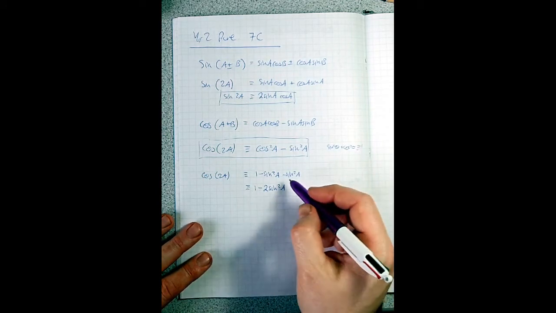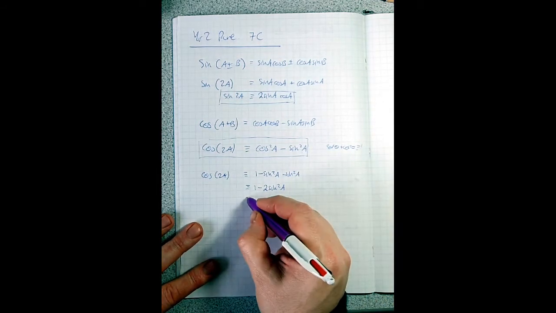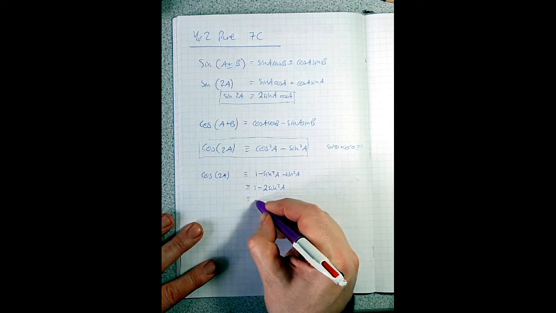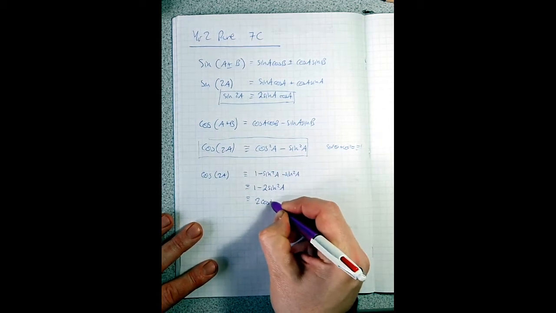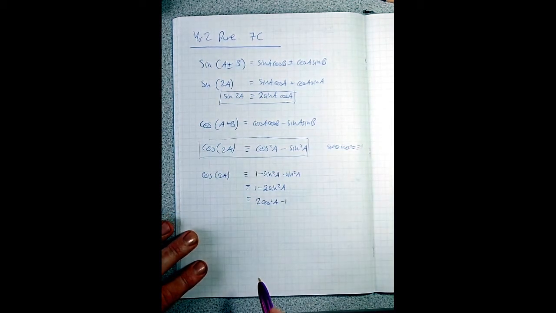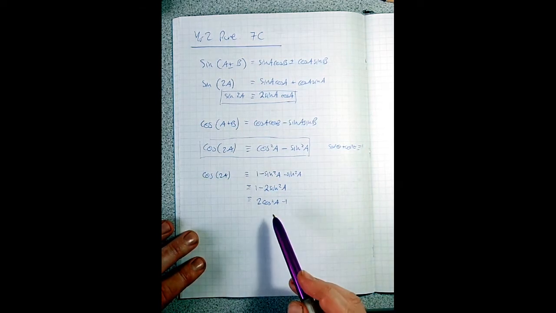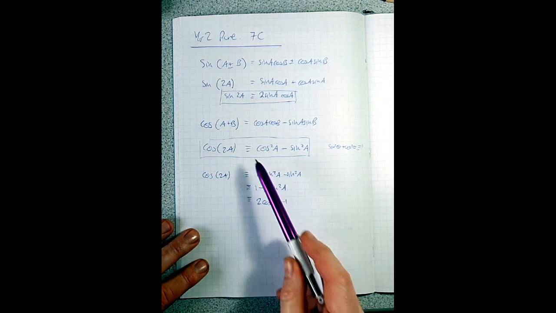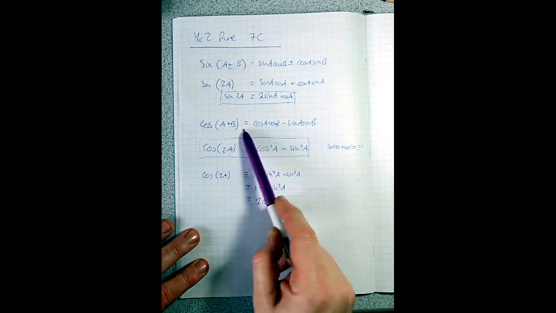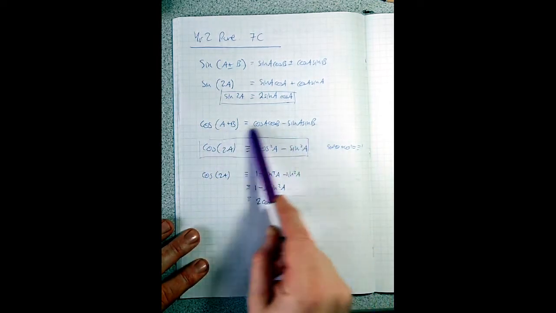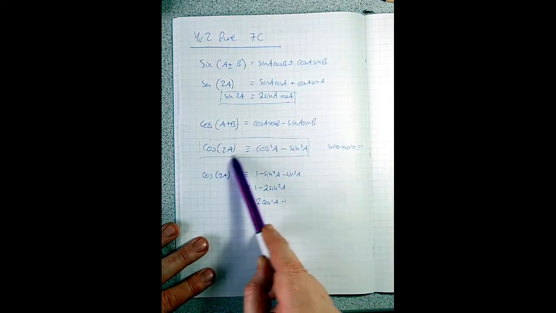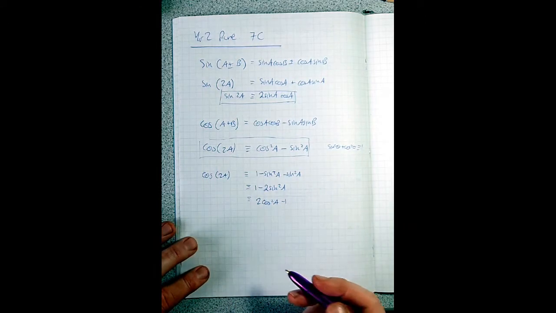Or if I replace the sine squared with 1 minus cos squared, I could also write it as 2 cos squared a minus 1. Again, don't need necessarily to commit them to memory, just know that we're given the compound angle formula, and from that comes the double angle formula.